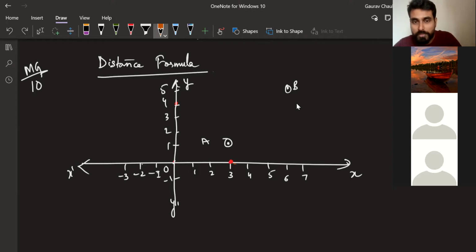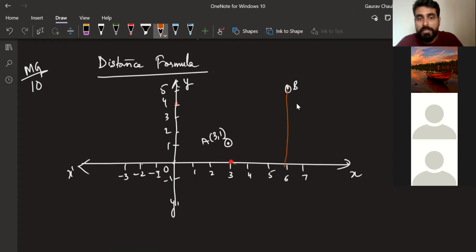3, 0. No, sir. 3, 1, sir. I'm drawing and giving you the same. 3, 0 means it will be here only. It will be this point. I saw that red point. Okay. 3, 1 it is. And B is.